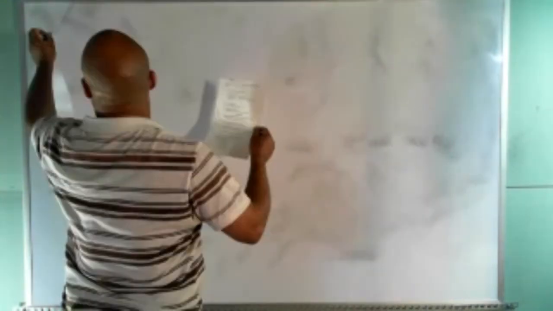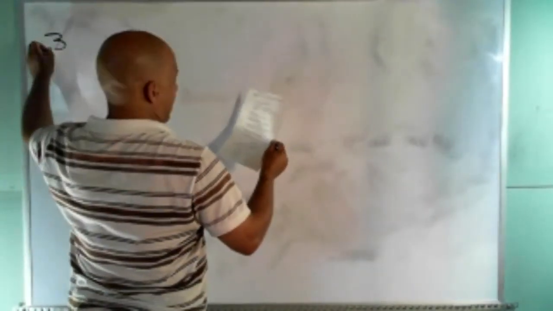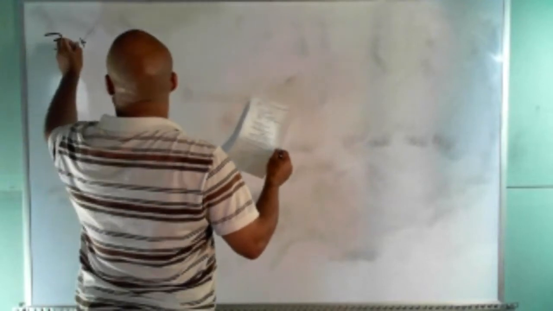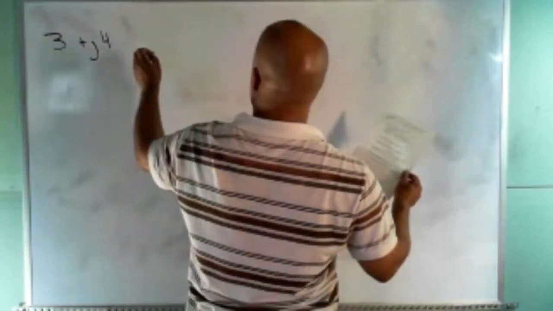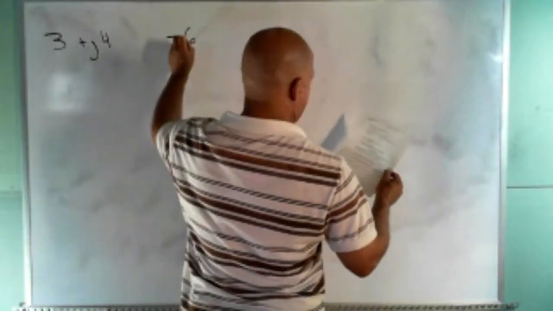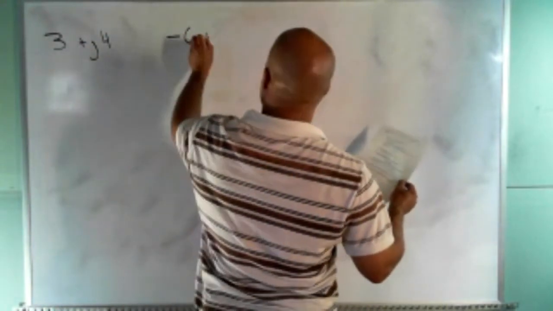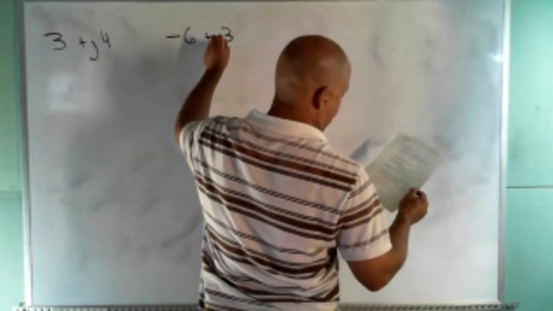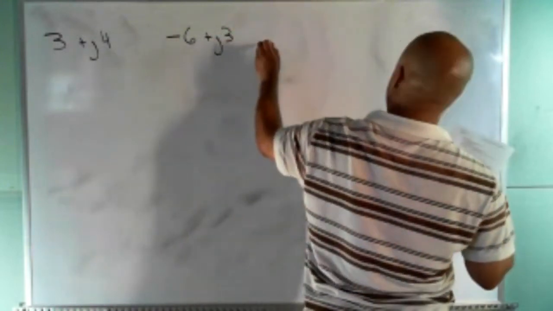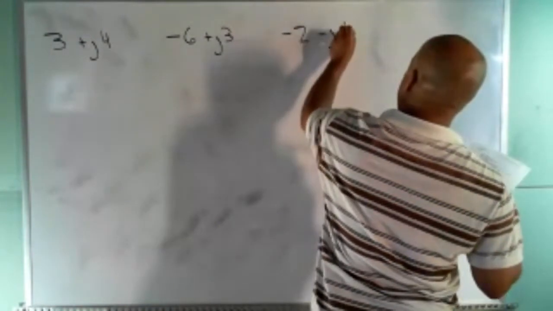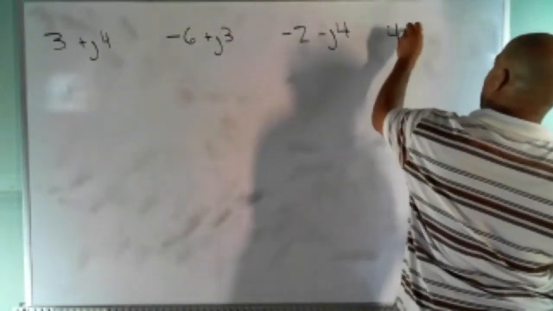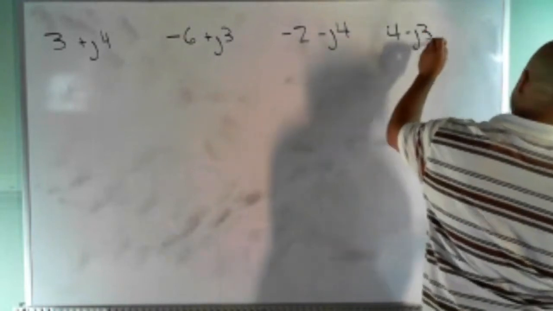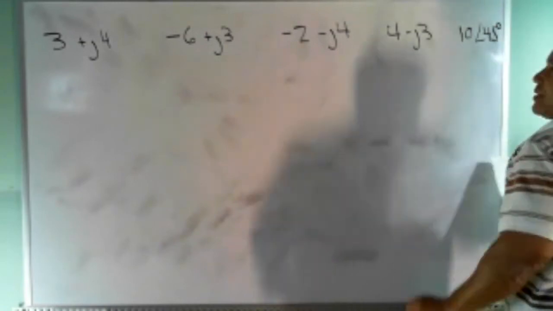So the first one is 3 plus j4. And they give you minus 6 plus j3. And they give you minus 2 minus j4. And they give you 4 minus j3. And they give you 10 angle 45 degrees. Okay?